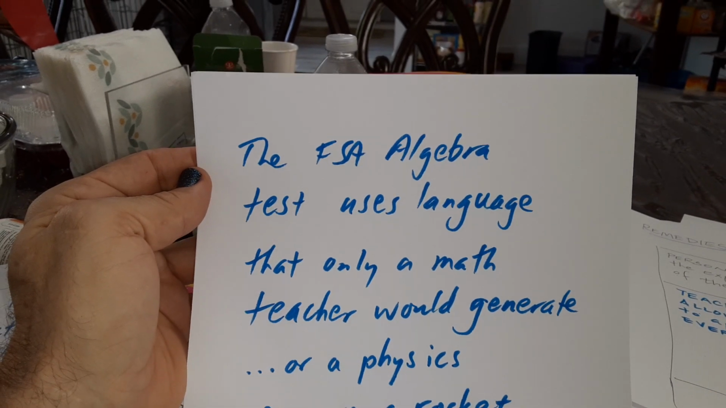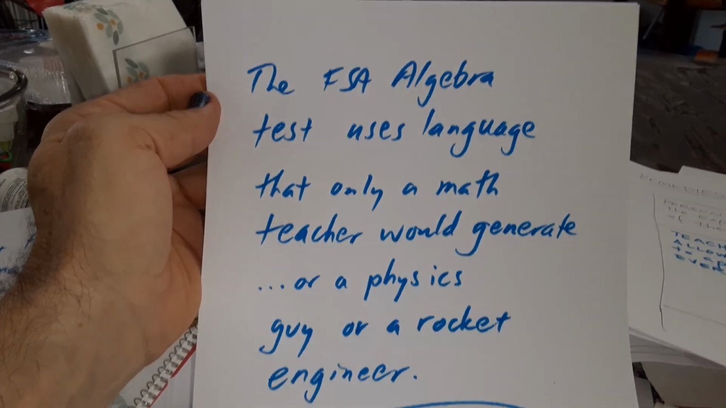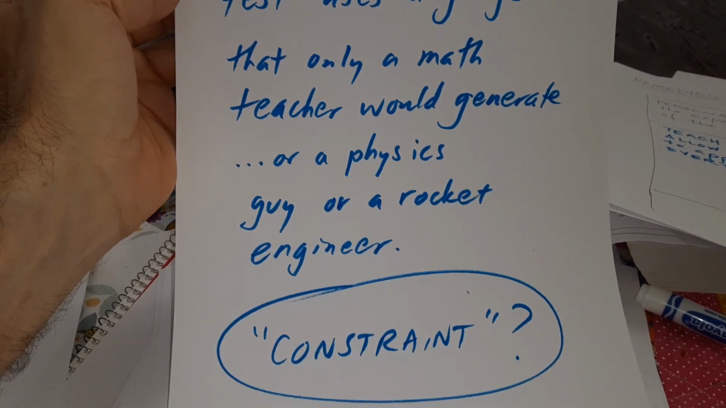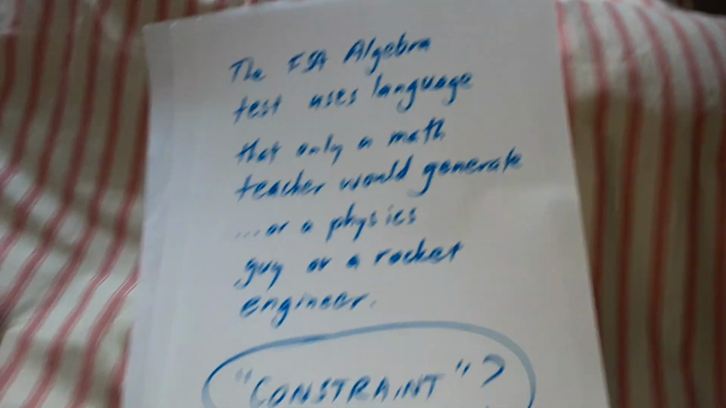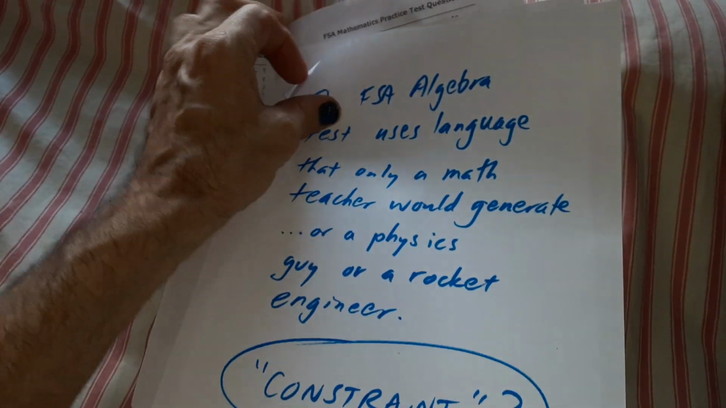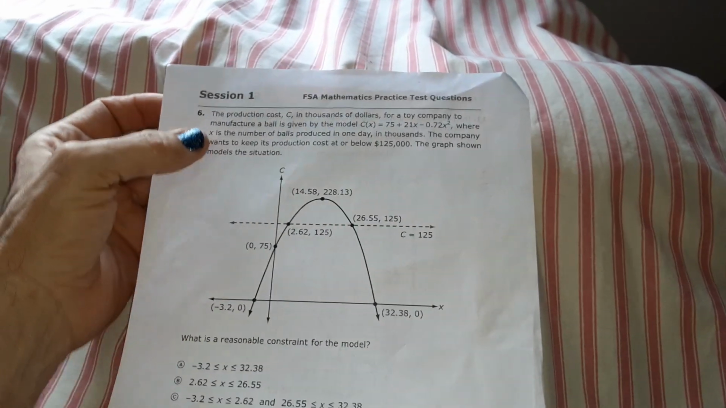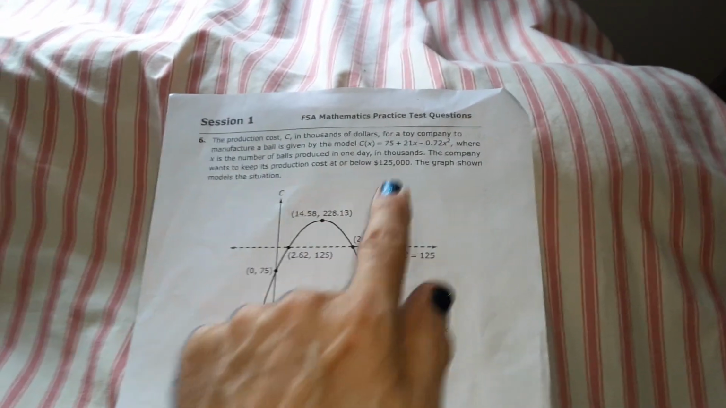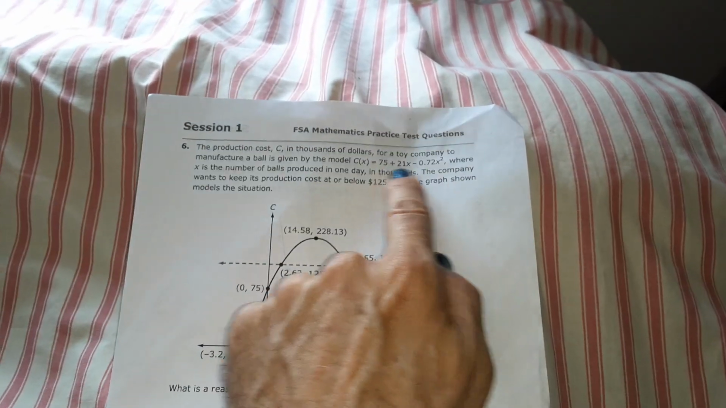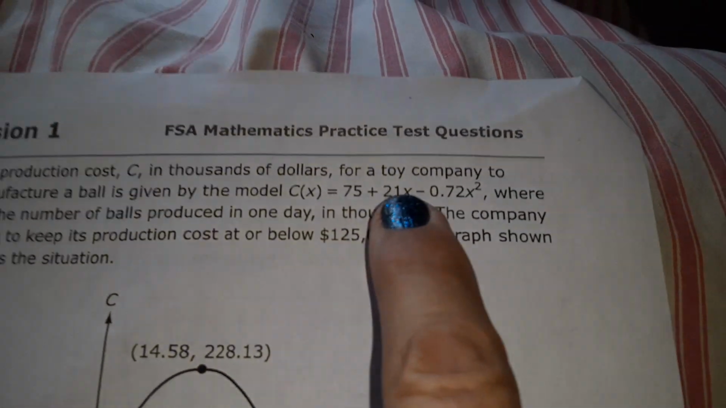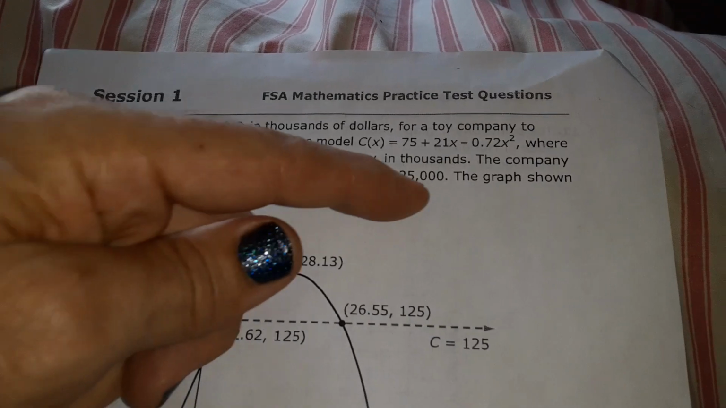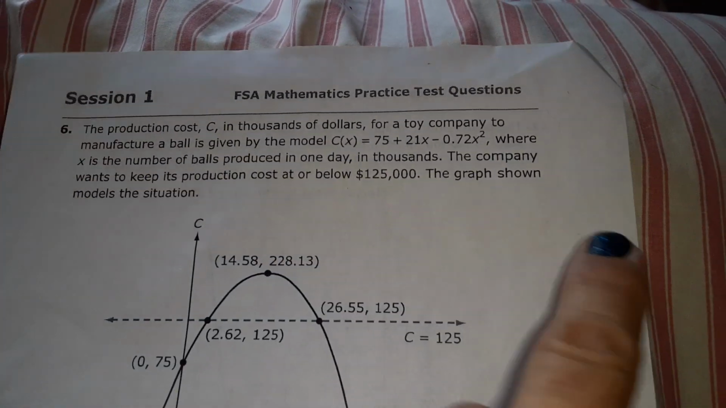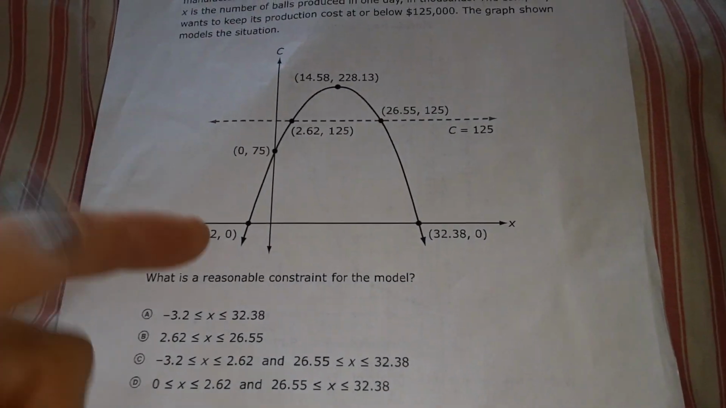Look at this question that has the word constraint. Have a look at this situation. The production costs for a toy company to manufacture a ball, blah, blah, blah, blah. Who comes up with this thing? I mean, if I'm doing production cost, I'm going to list them. This is no way to generate.